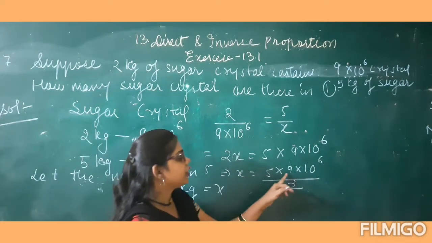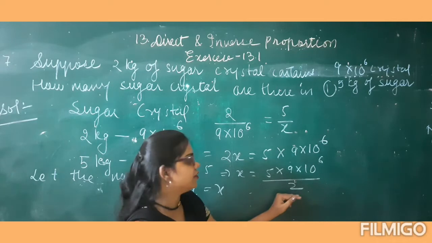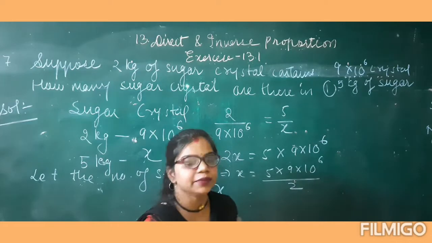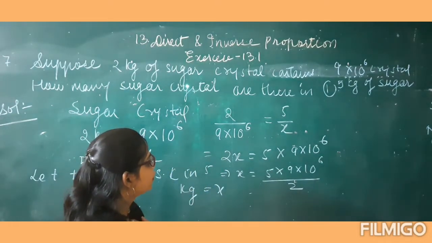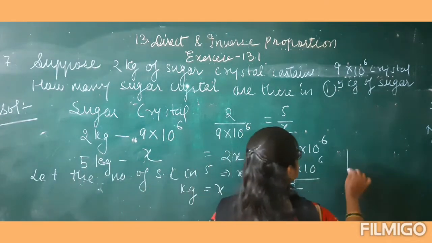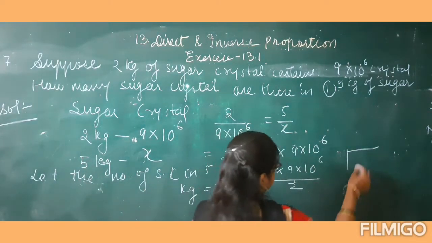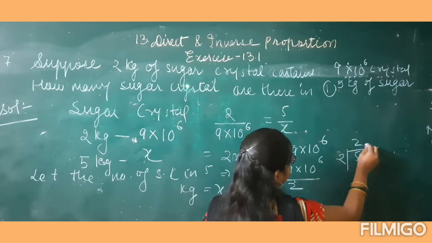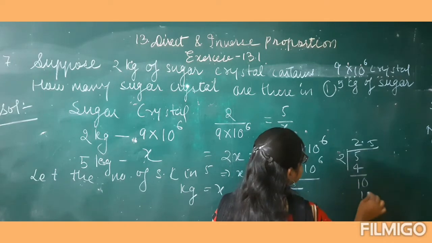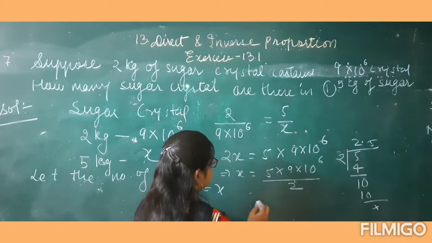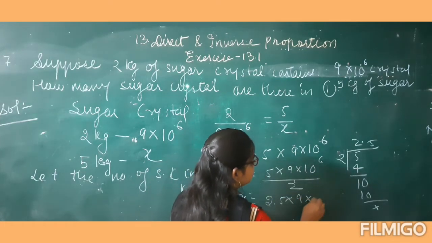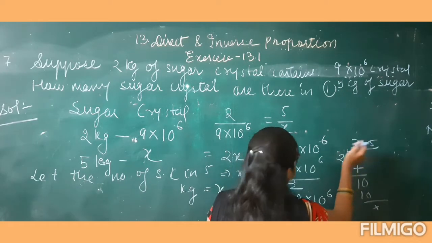So yes, we cannot cancel it because these are odd terms and this is even terms. We can cancel it from here. For this we have to split this 10, but then also it will be of no use. So let us do, I will divide 5 by 2. 2 2s are 4, 0.25s are 10. So if I divide this, it will be x is equal to 2.5 into 9 into 10 to the power 6.